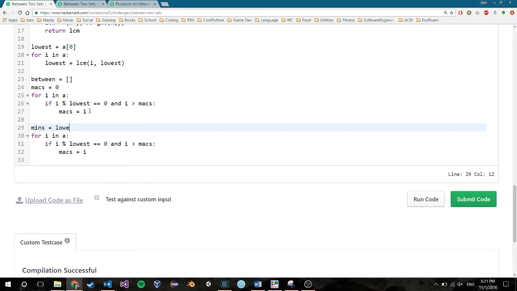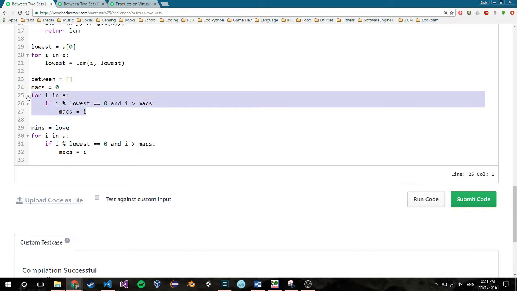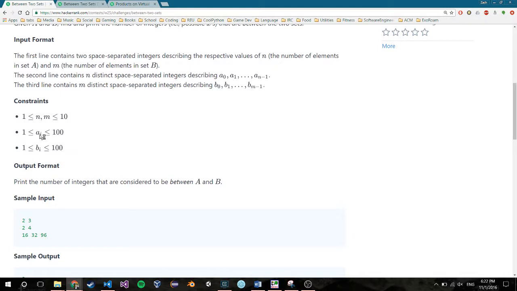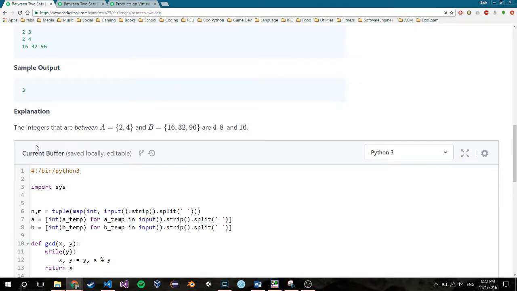Well, this is going to loop through all the numbers in A. Check if it's a multiple. So if it's a multiple of lowest, then when you mod it by lowest, the remainder is going to be 0, right? And then if it's also greater than our recorded max up there, then you just set max equal to I. So it has to loop through all the numbers, but actually, how many numbers do they give us? Oh, they don't give us that many numbers.